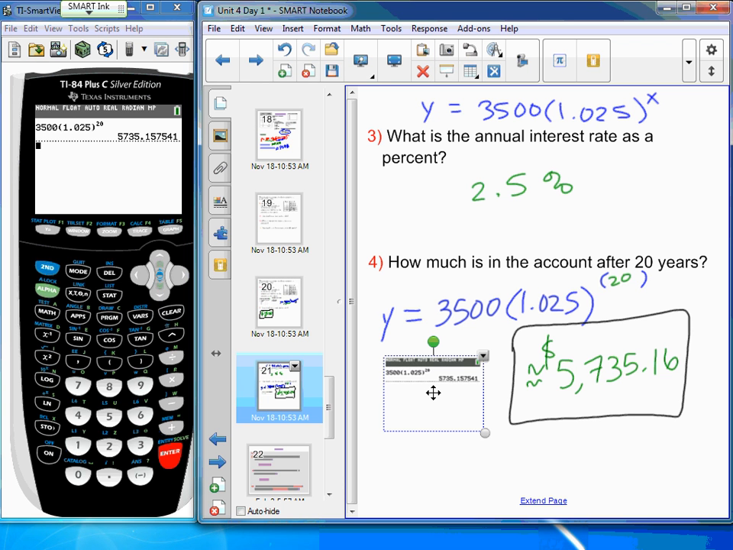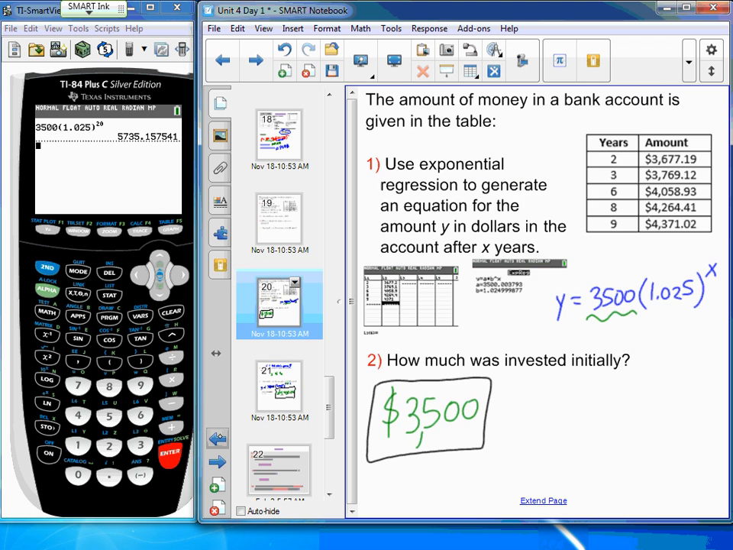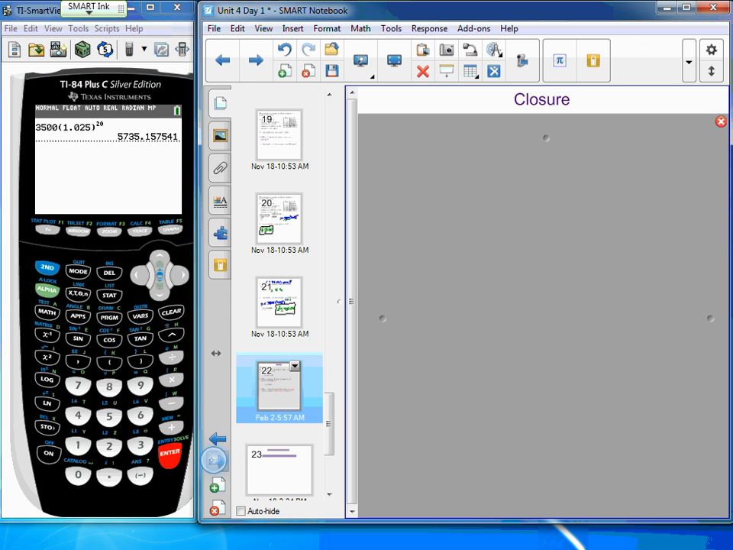And what questions do you have about our exponential regression? Jen? Pardon? Number 2 was the initial value. That's the a in my equation, y equals a times b to the x. Awesome. All right, guys. So we've got our closure now.